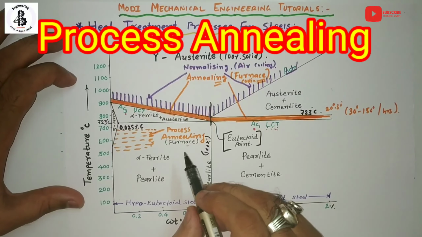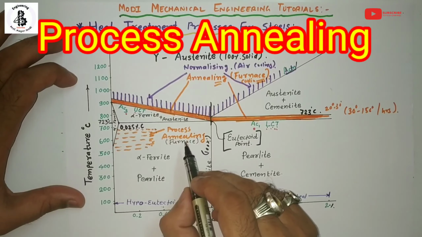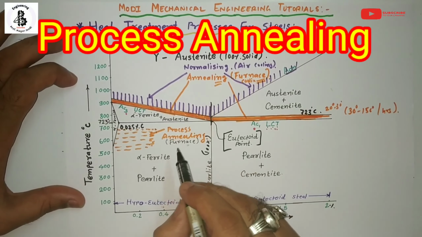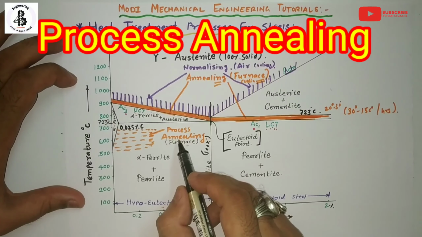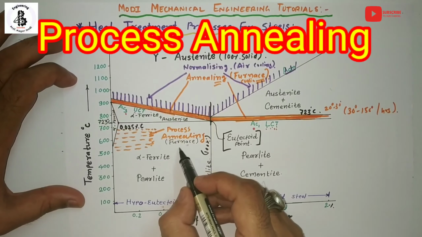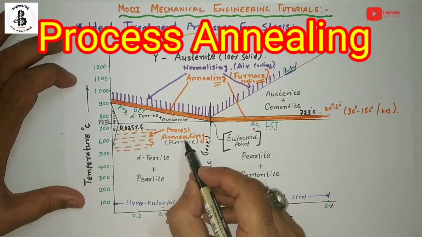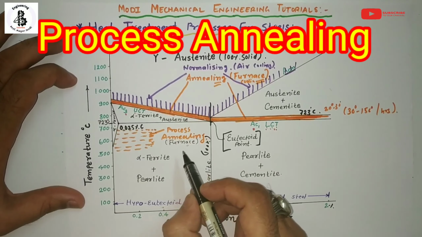In a simple way, if it is annealing, the cooling is always in the furnace itself. By this, there is complete recrystallization in the steel. This heat treatment is used in the sheet and wire drawing industries to remove the effect of the cold working process in metal forming processes.